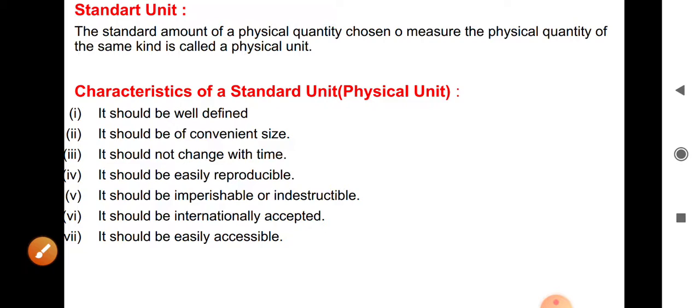Okay students, this is the end of this video. In this video, we discussed the basic part: what is a unit, what is a physical quantity and its types. In the next video, we explain the types of units. Okay, thank you.